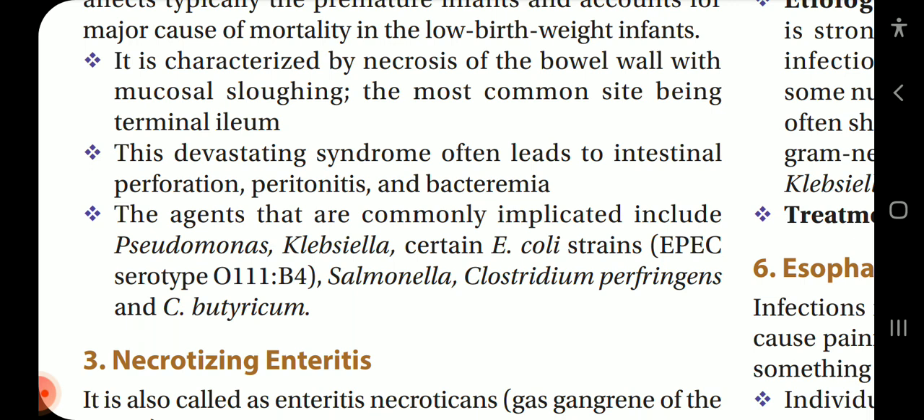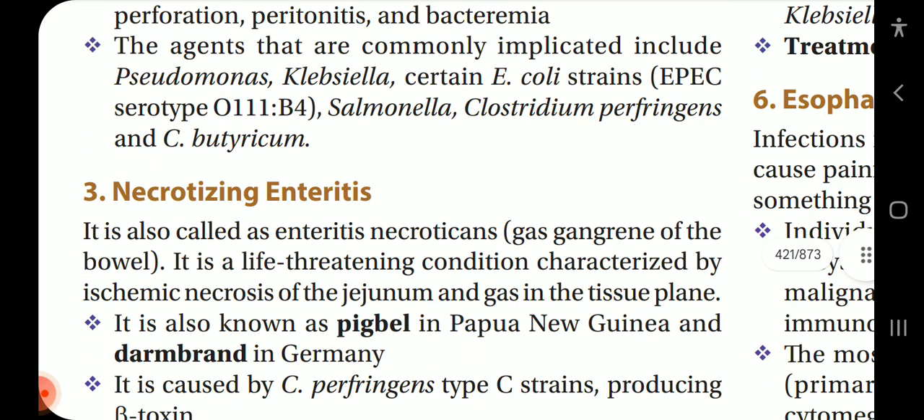The agents that are commonly implicated include Pseudomonas, Klebsiella, certain E. coli strains, EPEC serotype O111:B4, Salmonella, Clostridium perfringens, and Clostridium butyricum.